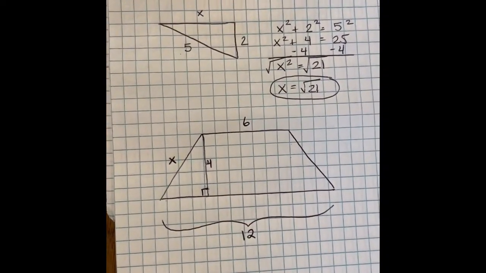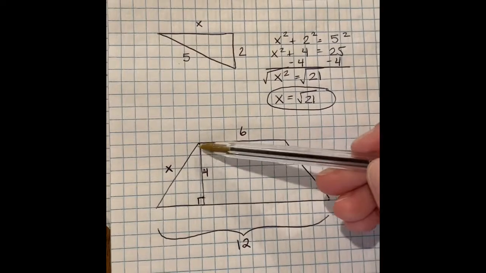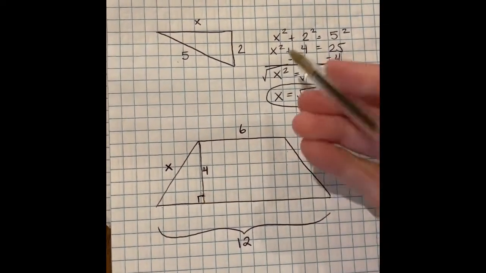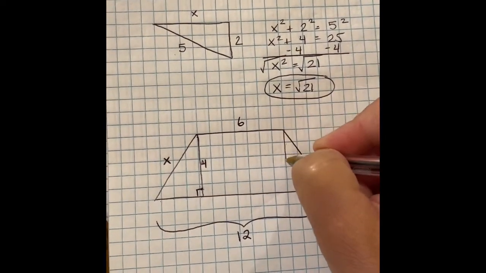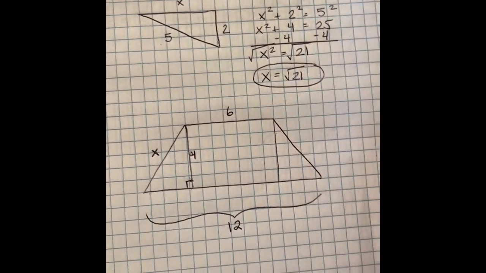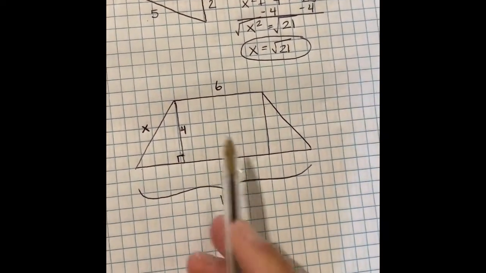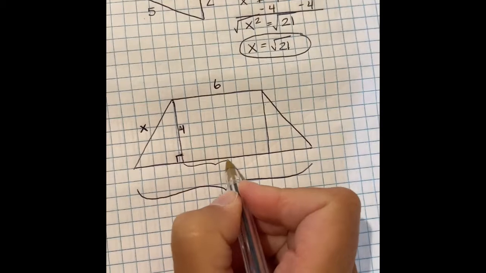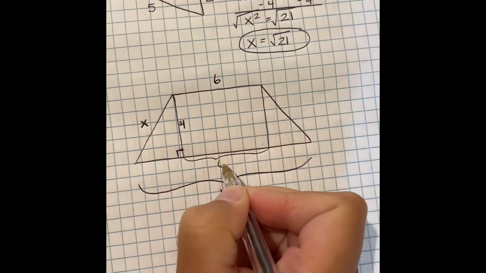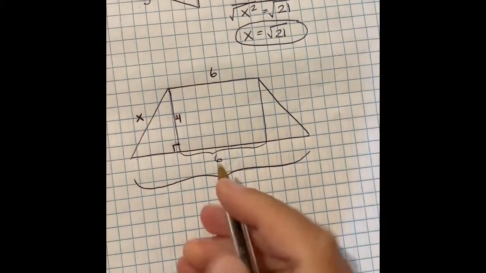Now here we have a trapezoid. This is a little bit new for all of you. We have one base as 6 units. The other base on the bottom is 12 units, and the height is 4. Now this is not drawn to scale, so we're not counting boxes.